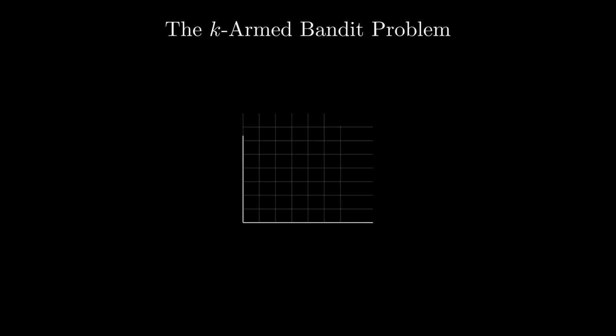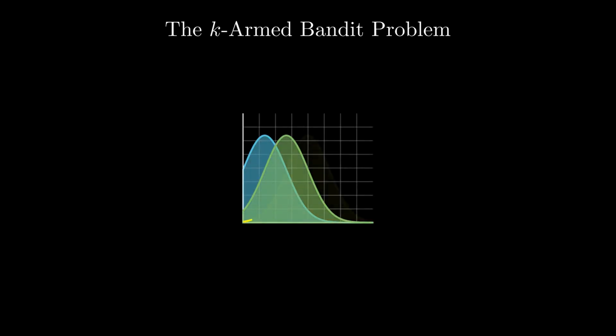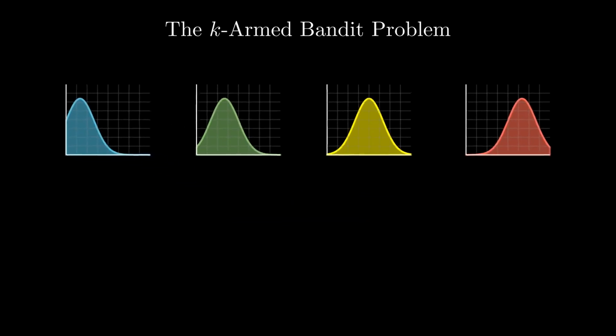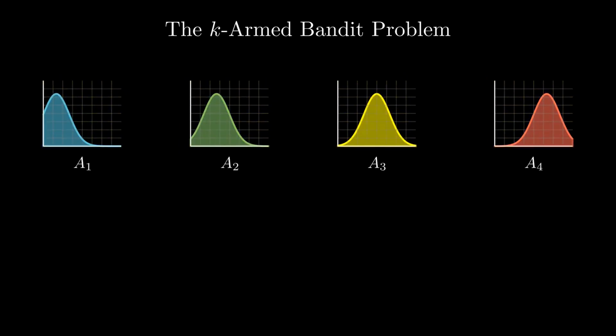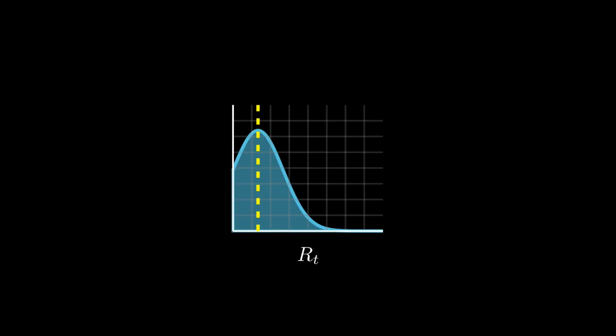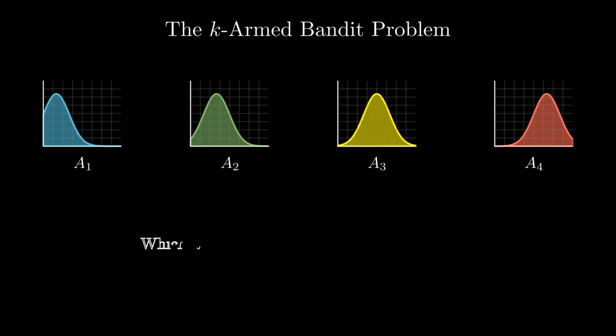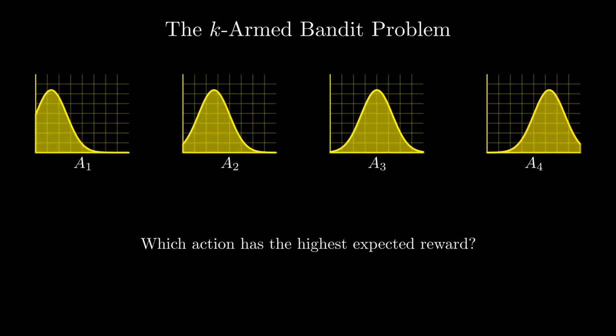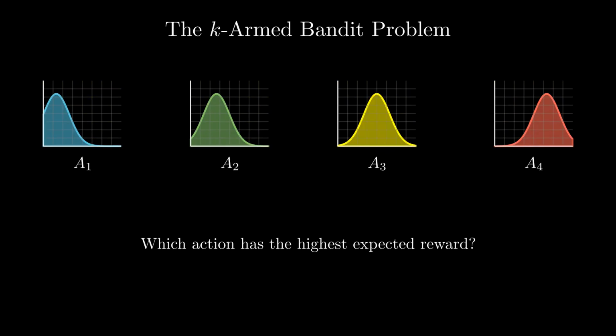The multi-armed bandit problem allows us to study the balance between exploration and exploitation in reinforcement learning. Imagine a slot machine with multiple levers, each corresponding to an action that yields a reward drawn from an unknown probability distribution. Your goal is to maximize cumulative rewards over a sequence of choices. At each step, you pick an action and receive a reward based on its distribution. The challenge lies in estimating which action offers the highest expected reward while ensuring you don't miss out on potentially better alternatives.